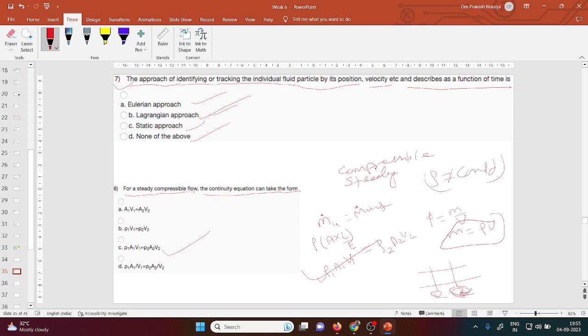The option D is written like that, rho 1 a1 divided by v1, rho 2 a2 divided by v2. So this is not correct.